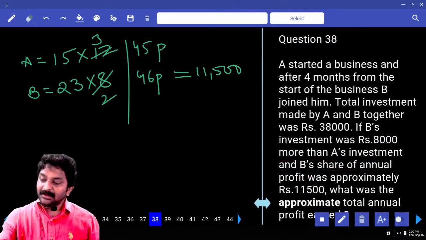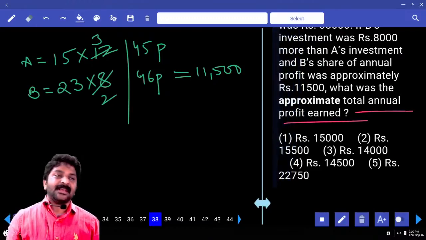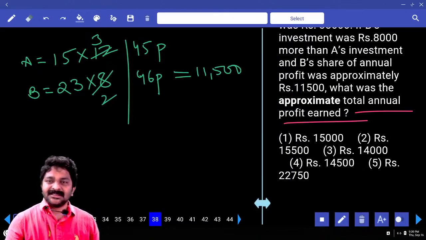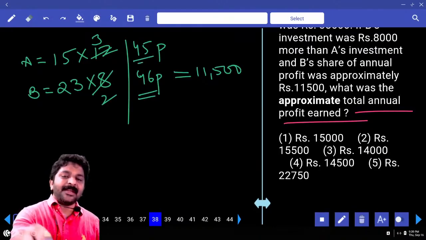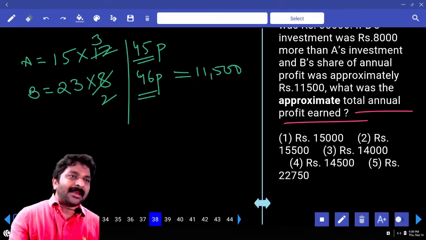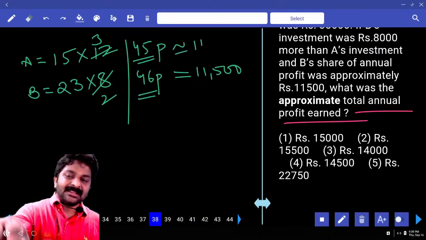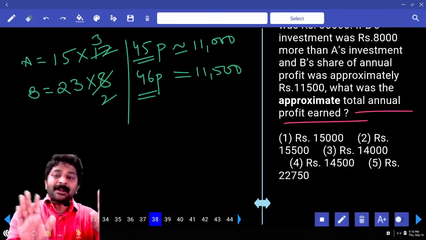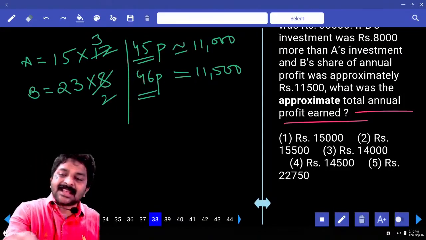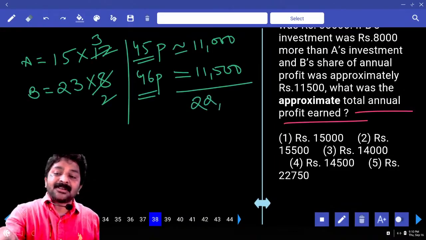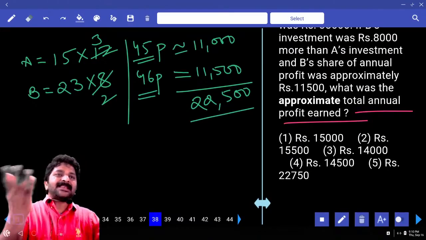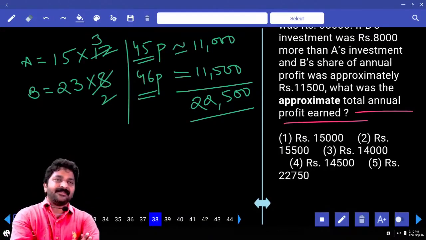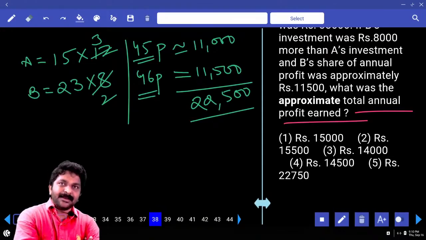Now, what is your question about? The total annual profit earned. That's what we are supposed to calculate. Am I right? Now, it's simple common sense. If 46 parts is something, 45 parts will be definitely less than that and very close to that. So approximately if you treat it as 11,000, I don't know whether it is 11,000 or 11,100 or 10,900 or 10,800, but very close to 11,000 you'll have. Then the sum, that is the total profit, is approximately 22,500 only, plus or minus 100 or 200, but the answer should be near to that. How many options are there? Only one, fifth option final. It's simple common sense.